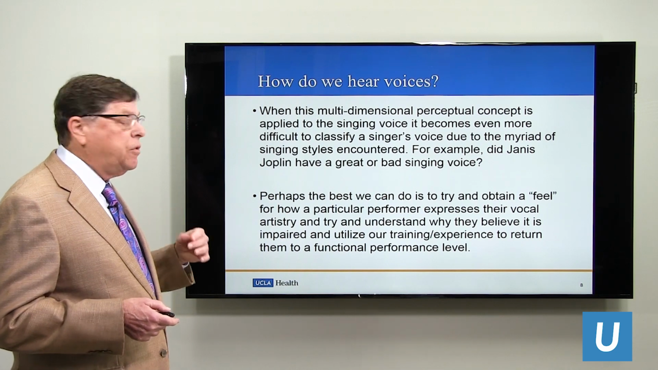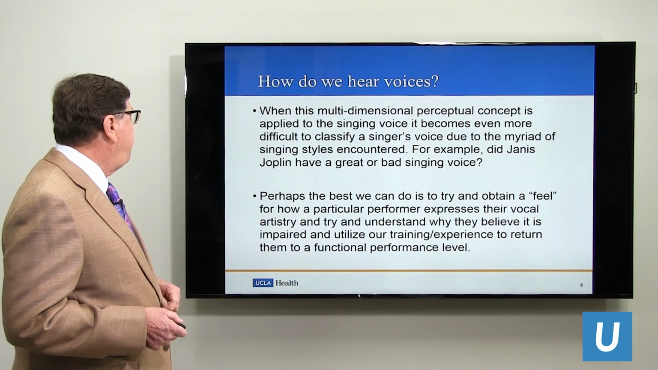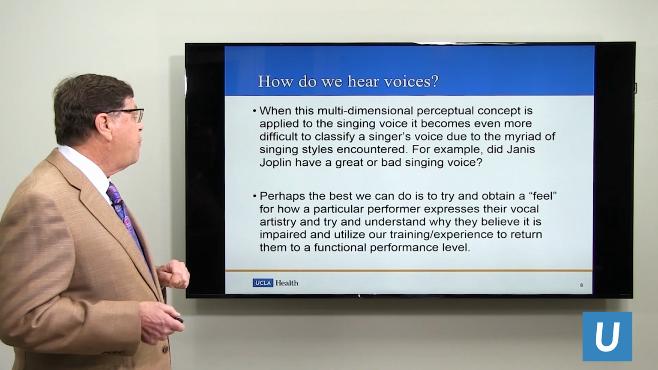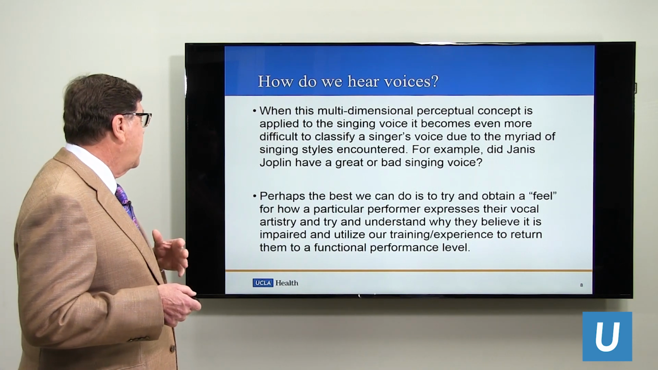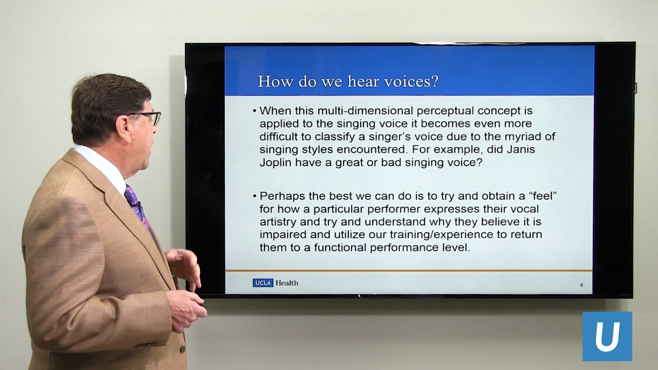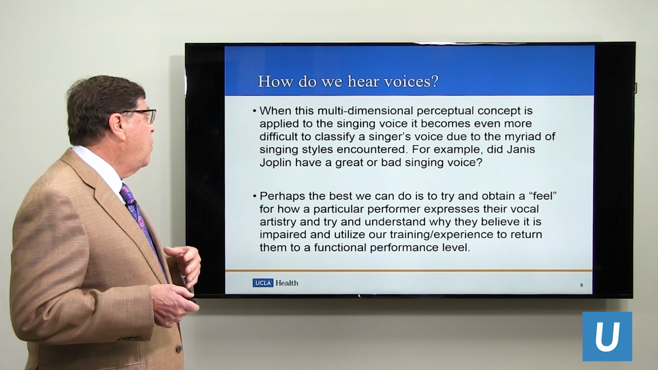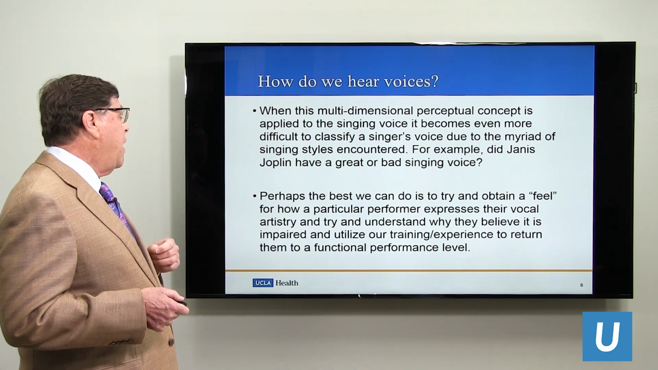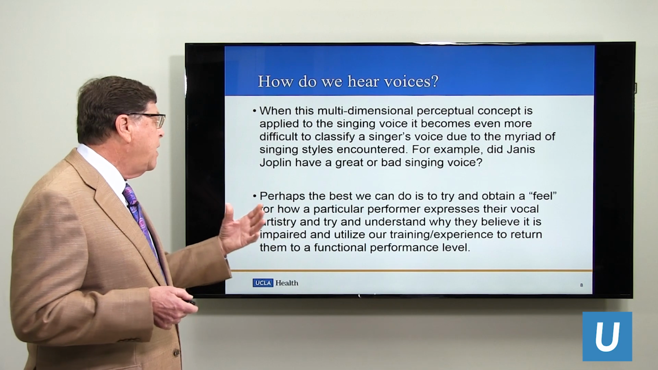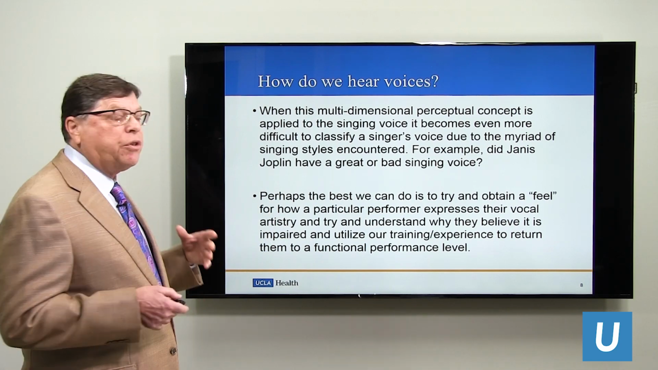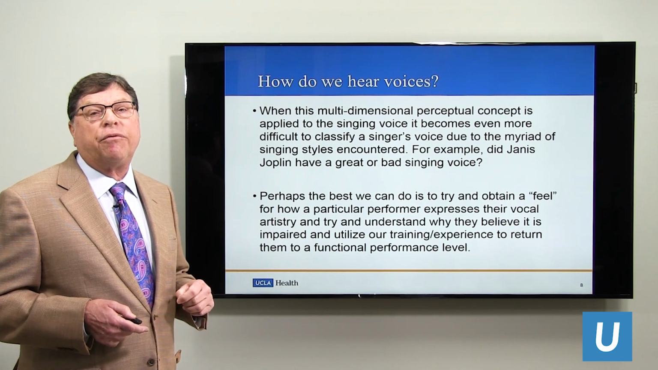Perhaps the best we can do is to try and obtain a feel for a particular performer's expressiveness and their vocal artistry and try to understand why they believe it's impaired and utilize our training and experience to return them to a functional level of performance.